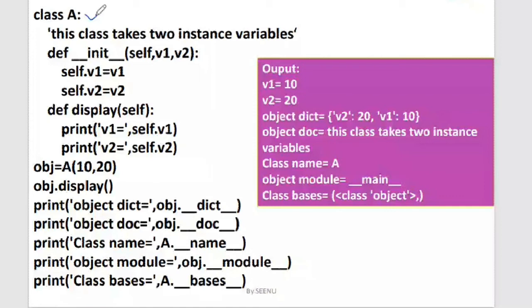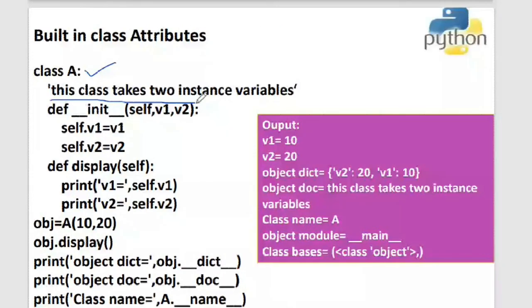I said this class takes two instance variables, or you can say this class is an employee class, or a student class, or a banking class wherein certain methods are there. So all the description, anything, it is your wish, whatever you want the other programmers to know, you can put over here. Okay, so these are the doc strings of your class.